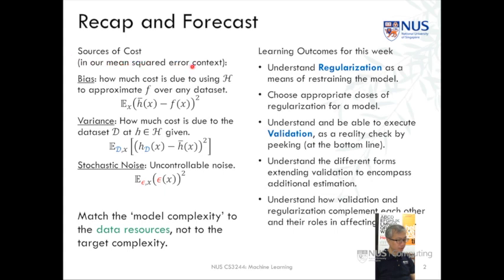Last week we talked about different sources of cost in terms of our mean squared error analysis. We looked at three components. We first looked at bias. Bias is the cost associated with using the particular hypothesis set to approximate f on any data set. Here we learned the idea of an average hypothesis, which we're going to use to say is similar to the best hypothesis that could be created by a particular hypothesis set H.